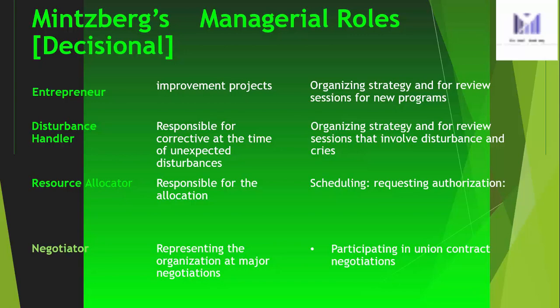Role 2, Disturbance handler. Responsible for corrective action when organization faces important, unexpected disturbances. Example, organizing strategy and review sessions that involve disturbances and crises. Role 3, Resource allocator. Responsible for the allocation of organizational resources of all kinds, making or approving all significant organizational decisions. Example, scheduling, requesting authorization, performing any activity that involves budgeting and the programming of subordinates' work.